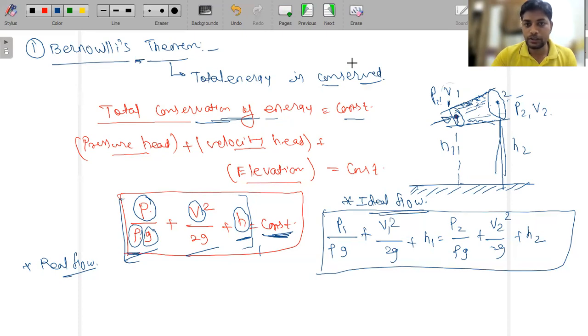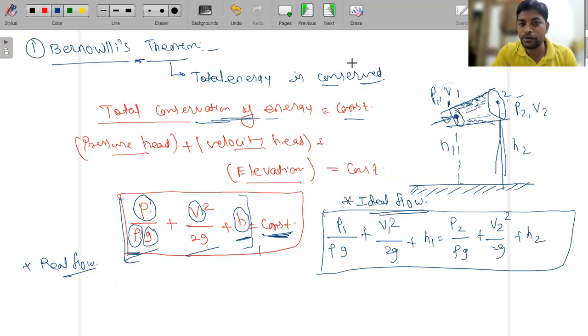Arshad, this question is not clear to me. You're not properly audible. Can you speak again? Yes, sir. Suppose we are installing a small turbine on the top of a car. Can we apply Bernoulli's theorem there? Wind turbine, are you talking about? Yes, sir, on the top of a car. Yeah, that you can consider.